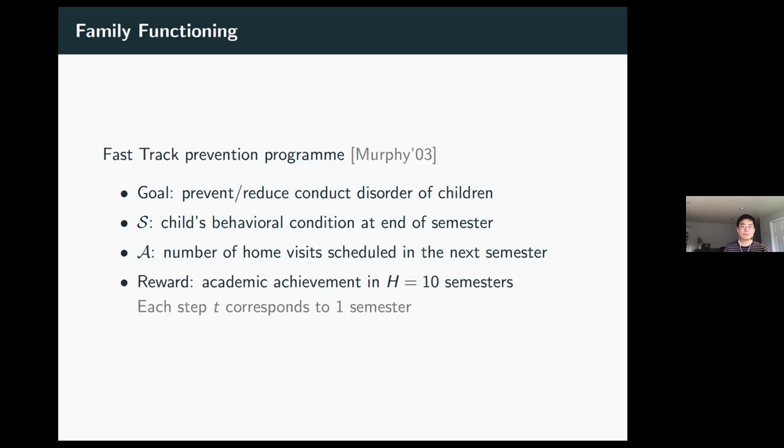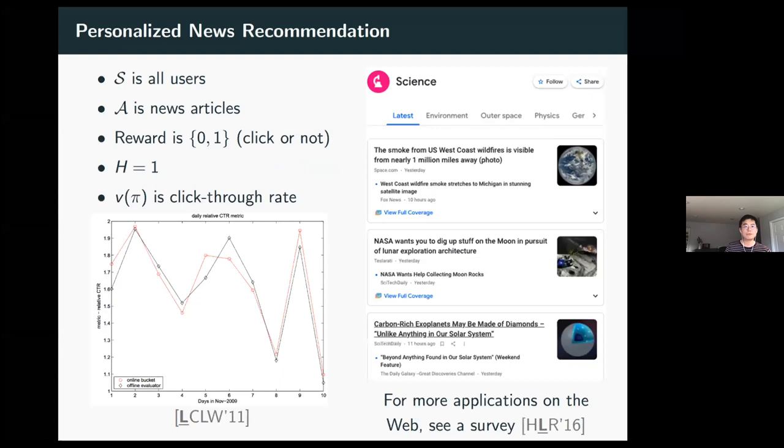Now the problem here is that let's say you have a new prevention policy that selects A given S for the child. And the goal is to improve or maximize the child's academic achievement 10 semesters from now. How can you use historical data to compare two policies? And this is a multi-step example where H is bigger than one. And in the previous example, H is one, including the causal effect estimation problem and the news recommendation problem here.